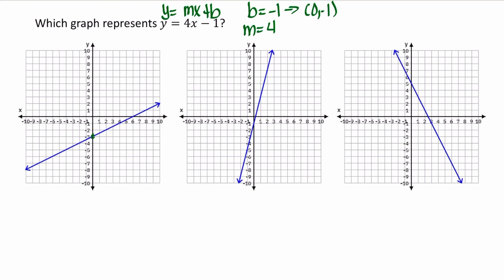Well, this has a y-intercept at negative 3. This one does have a y-intercept at negative 1. And then the last graph has a y-intercept at 5. So neither of these other graphs will work. Let's just double check slope to make sure.